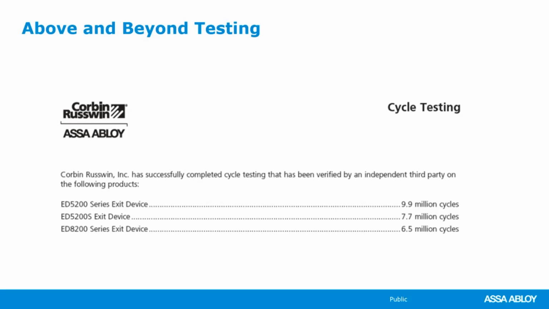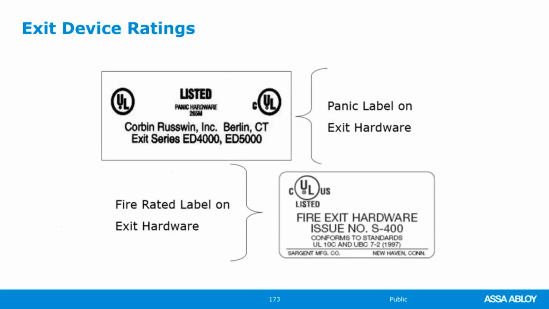So exit device rating. You're going to see a label on the edge of an exit device, and it's going to be either listed for panic, means it has been tested to work as a panic exit device. But you'll also see listed fire exit hardware. Fire exit hardware means that that device can be used on a fire rated door. Two differences. The listed for panic is for non-rated doors. The fire exit hardware rating label is for fire rated doors.